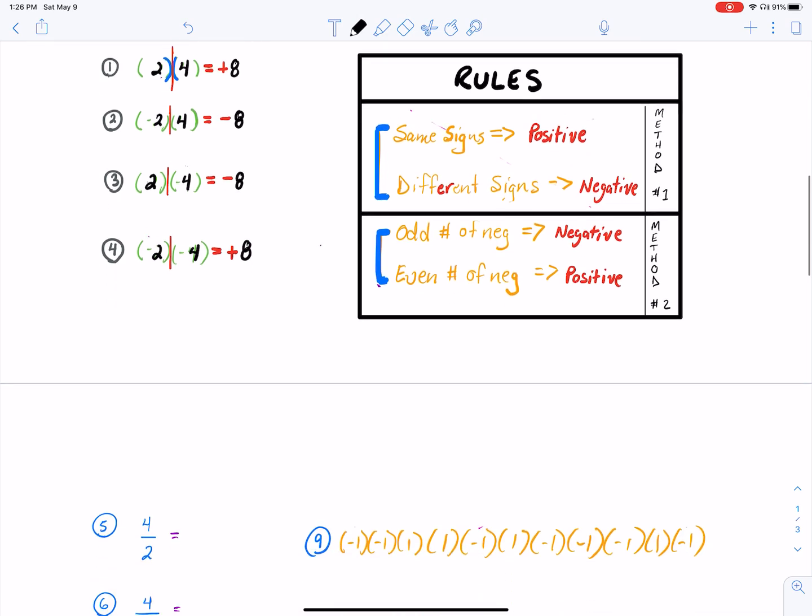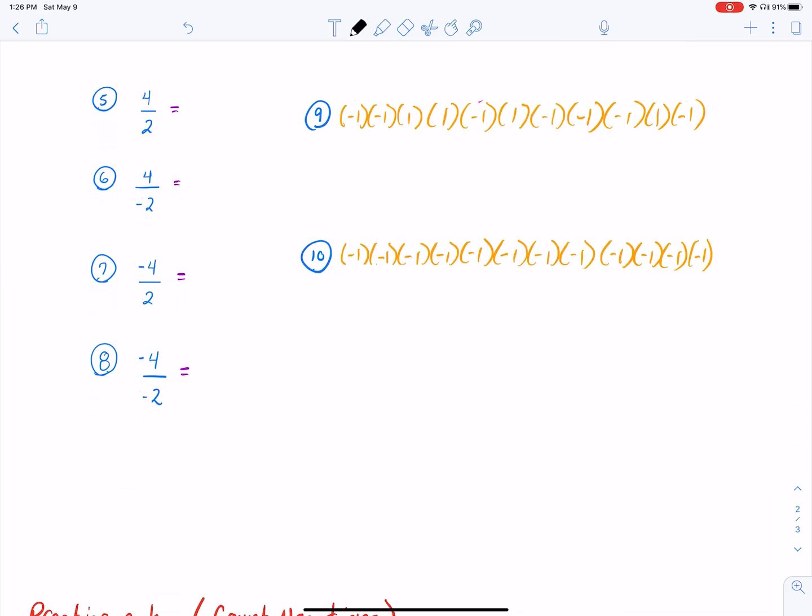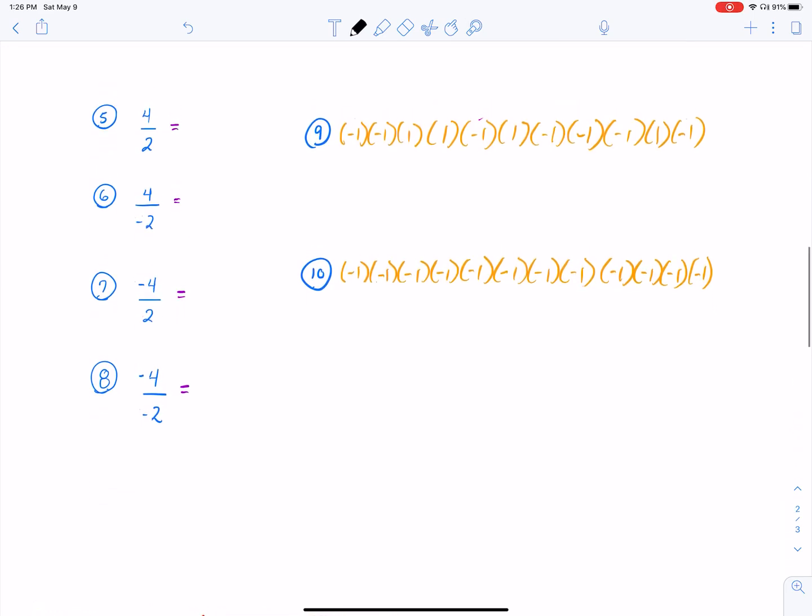Now let's try this on a couple more problems. On 5, 6, 7, and 8, you'll see that I have division. Doesn't matter. Rules are the same. Each time I go through and I count how many negatives I have. So on number 5, I have no negatives. So my answer will be positive, just like it's always been.